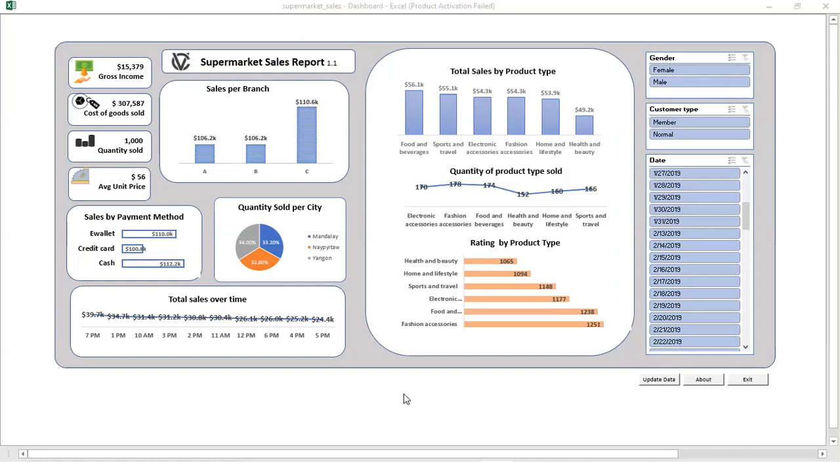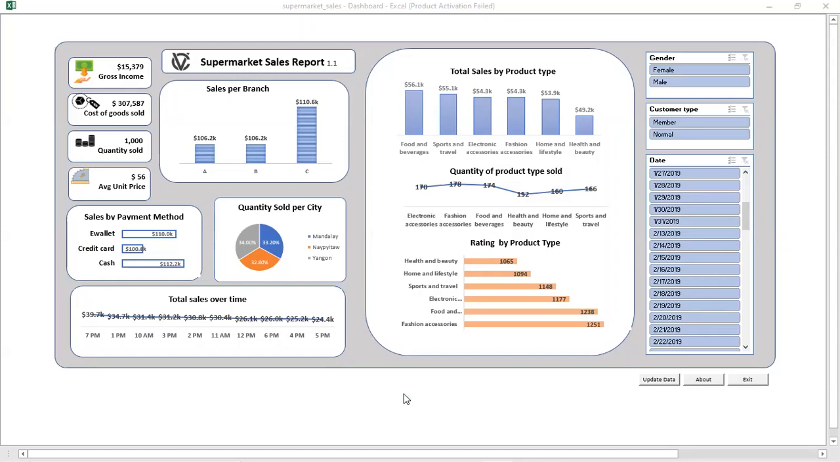So we're just getting into the data itself. I've talked about the sales by payment method, where you have e-wallet, credit card, and cash. And the sales per branch, there are 3 branches, branch A, B, and C. And the city, there are 3 cities: Mandalay, Naypyitaw, and Yangon. And the time ranges from 10 a.m. to 7 p.m. And also I've talked about the product types. There are 6 of them.